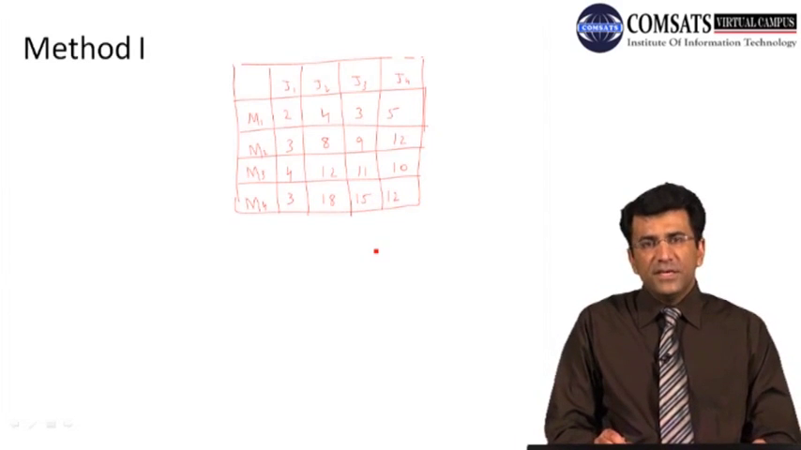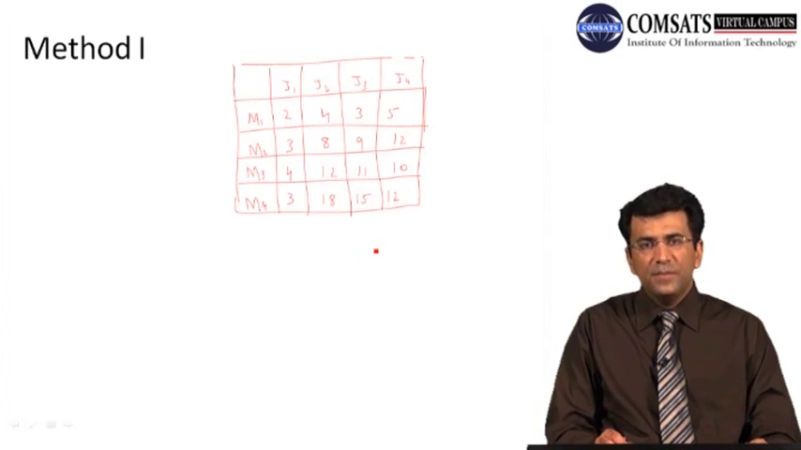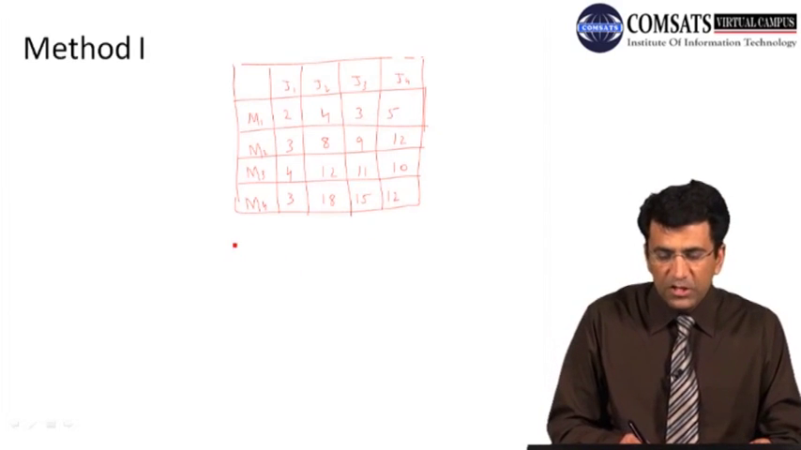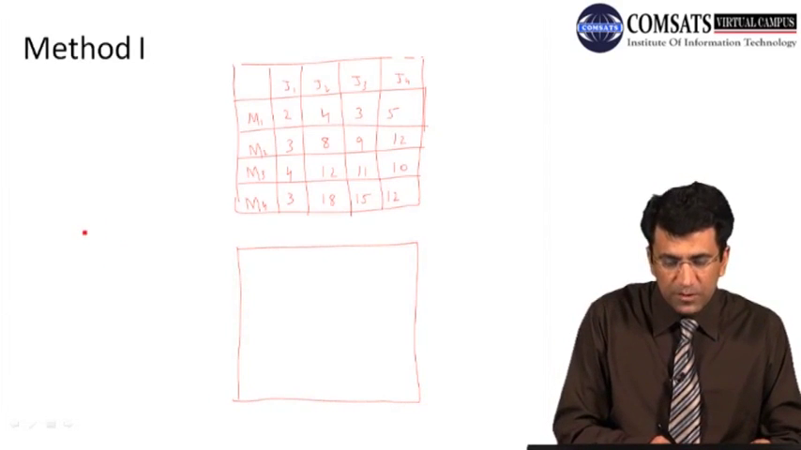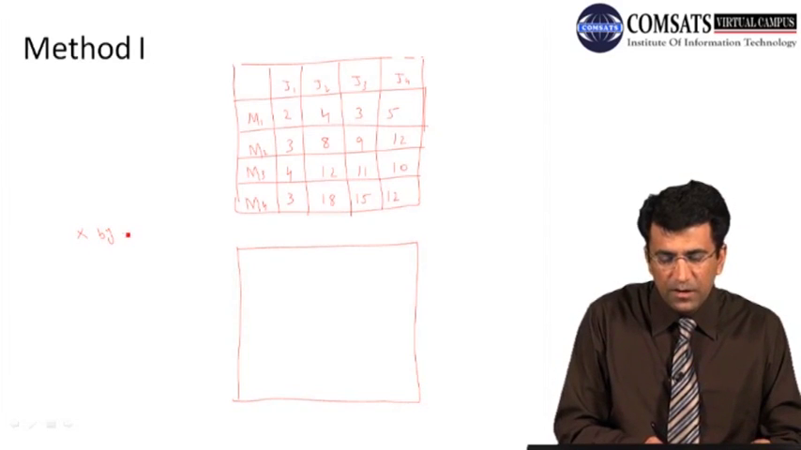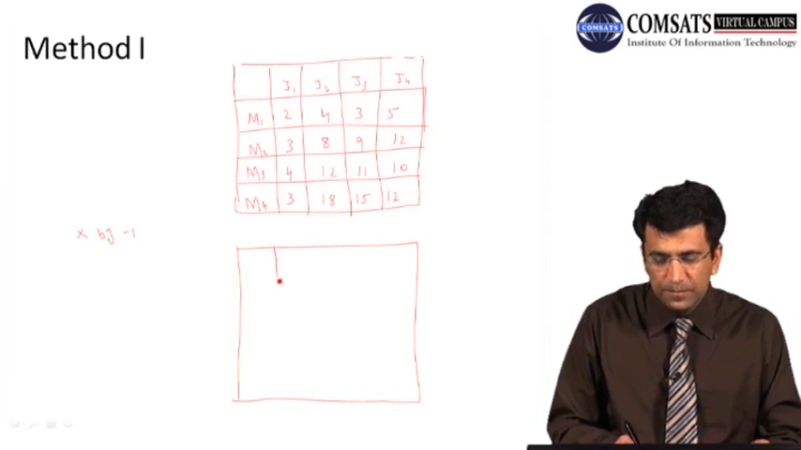So as we are interested in the maximization problem, in the first method we will multiply each number or each value in this matrix by -1. If we multiply each value by -1, the sign of the values will of course change, and this is what we are doing in this particular step: multiplying each value by -1.